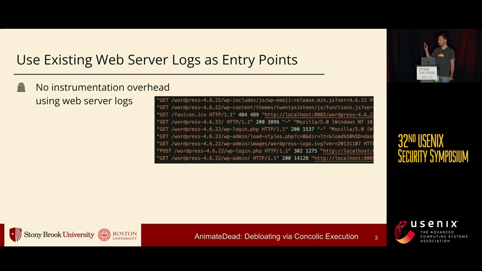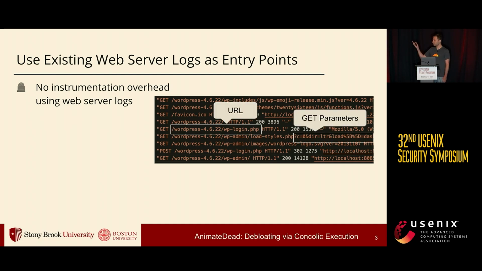So let me dig deeper into the web server logs. We talked about them. They're good because they're collected by default. There's no instrumentation overhead to collecting them. And if we look at these logs, which are for a WordPress website, you can see that the user was requesting the login endpoint. And then you can see another request trying to load the styles. And you can see the GET parameters in there as well.